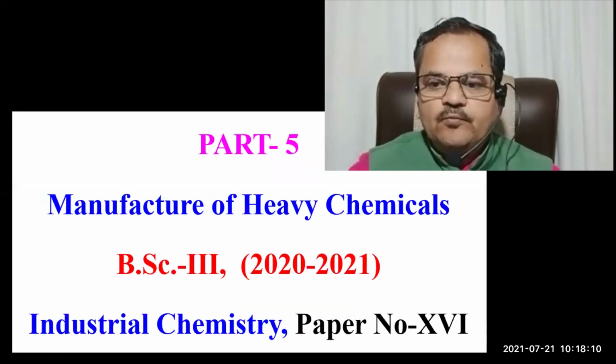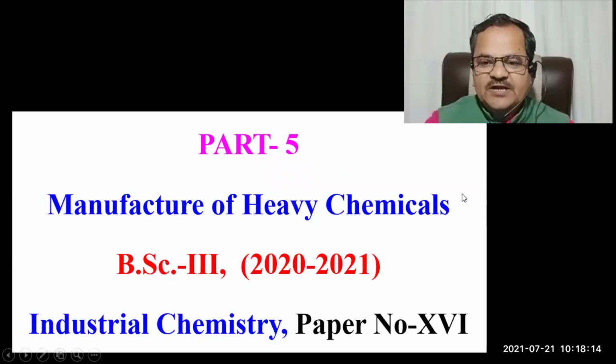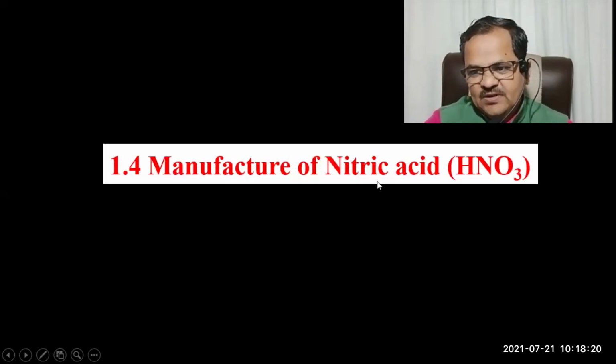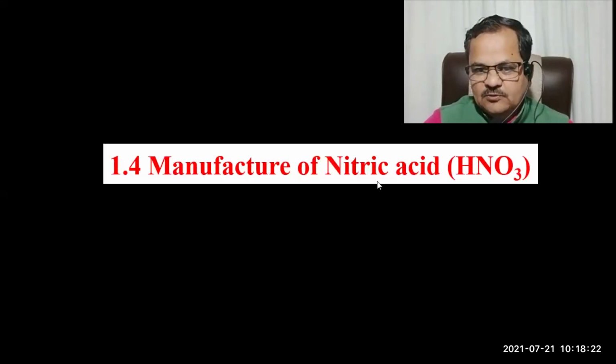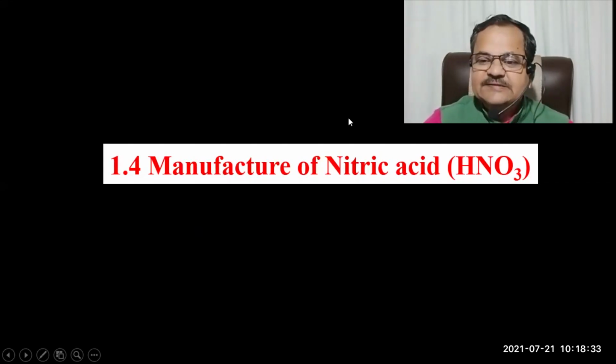In the next part, that is part 5, we will discuss the manufacture of nitric acid, HNO3. Again, we will discuss what the main chemical reactions involved in the manufacture of nitric acid are, the physicochemical principles, and the actual manufacturing process.